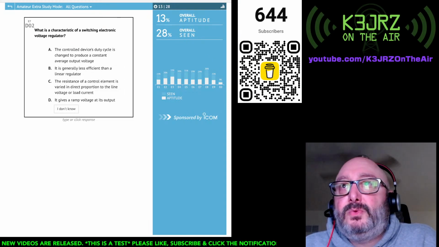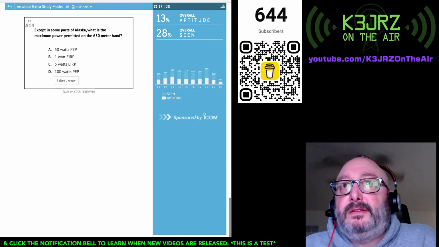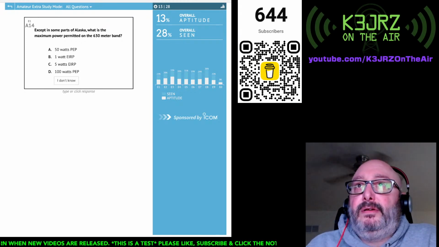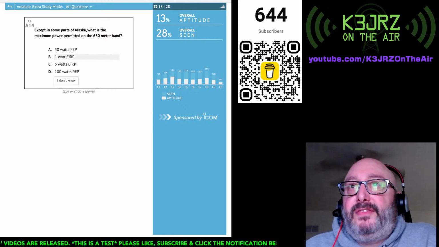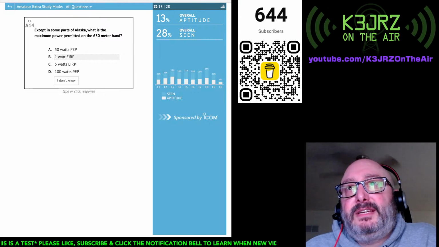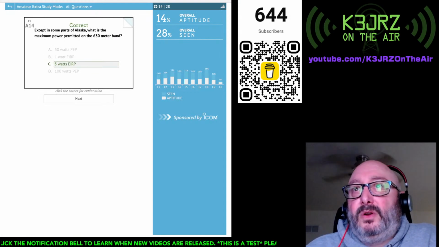What is a character's voltage switching electronic regulator? Shows a duty cycle. I wish I would go back and show and give you the questions you had, like different things. Except for parts of Alaska, what was the maximum power permitted on...? I know it's 50 or 5 watts or 1 watt. I want to say it's 5 watts. Yes, it is the 5 watts, and the 220 or 2200 is 1 watt.